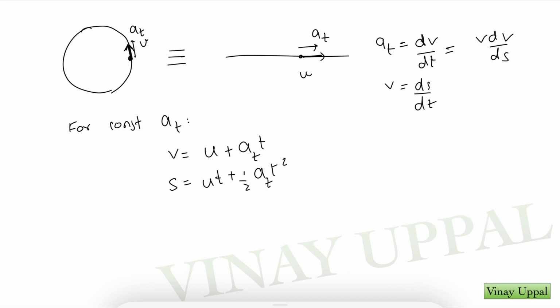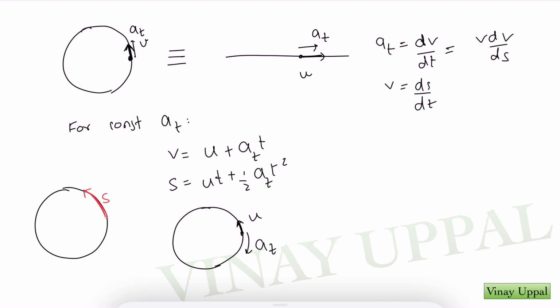Now here you have to realize what s is. S is the distance, or the length of the path traveled along the arc, along the circumference. This is s. Now suppose the initial velocity is in the anti-clockwise sense, but the tangential acceleration is a constant value in the clockwise sense.